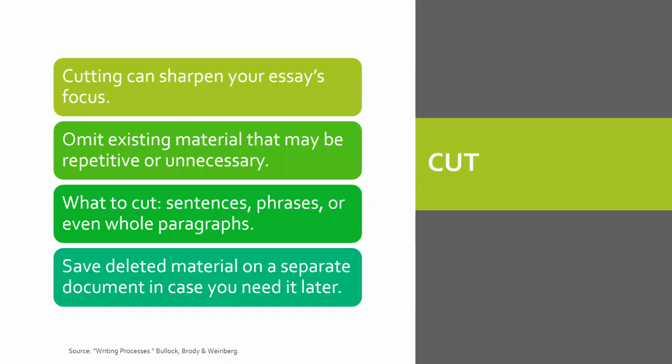So first is cutting. Cutting material can be helpful when you need to sharpen your essay's focus. So if you're given feedback during our peer review session or during a tutoring session that your essay needs more focus, then you want to think about what material you can take out. In other words, is there anything in your essay that is repetitive or unnecessary information? And when it comes to cutting material, some of you may be cutting specific sentences or phrases, while some of you may be cutting entire paragraphs.